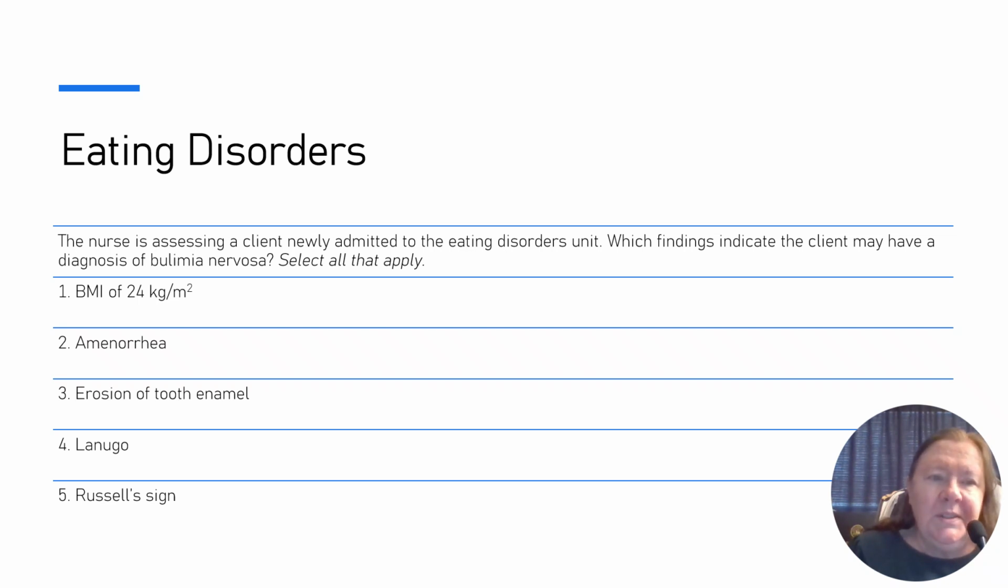The first one is, the nurse is assessing a client newly admitted to the eating disorders unit. There are typically specialized treatment centers for eating disorders. Which findings indicate the client may have a diagnosis of bulimia nervosa? Select all that apply.